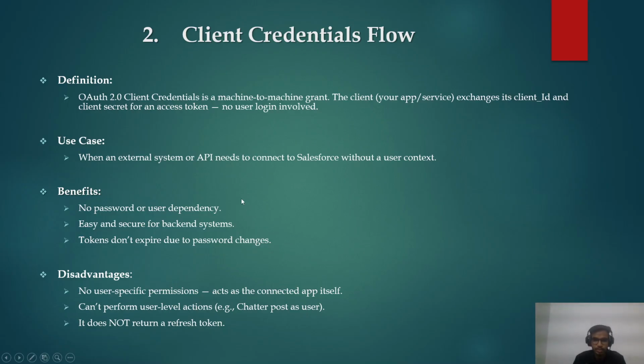The benefit of this flow: no password or user dependency, and it is easy and secure for backend systems. The token does not expire due to password changes. The disadvantages of this flow: first, no user-specific permission; in this flow, no user-specific permission is applied to connect the app. The second is that it cannot perform user-level actions, like chat or post as a user. The third is that it does not return the refresh token. So this flow does not return the refresh token.